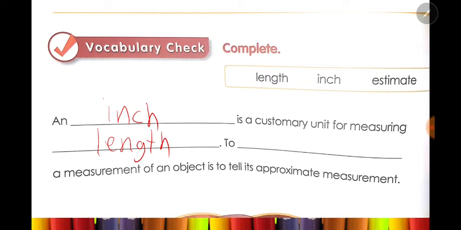Two, an estimate of an object is to tell the approximate measurement. It's not the exact. Excellent, it's estimating. I'm guessing here. It's estimate. Perfect.